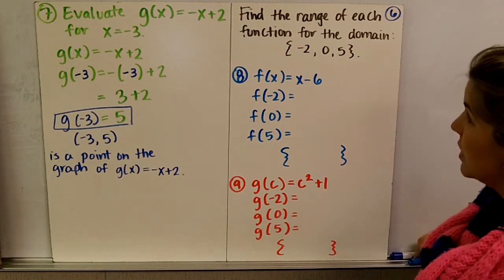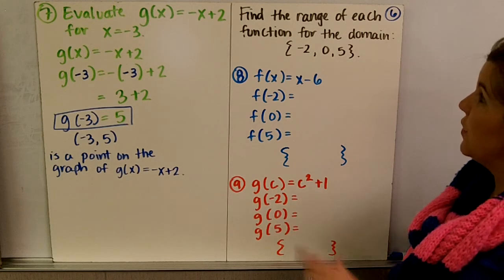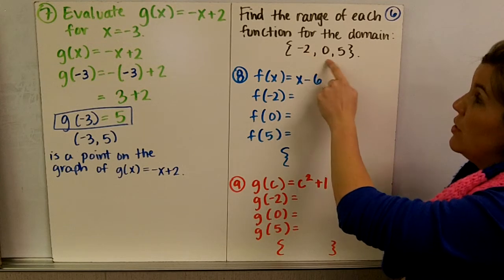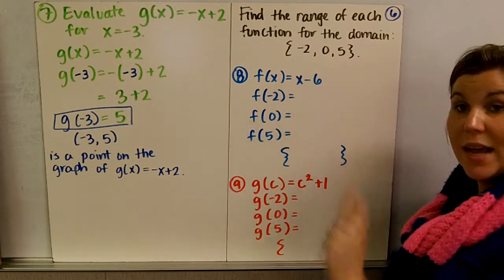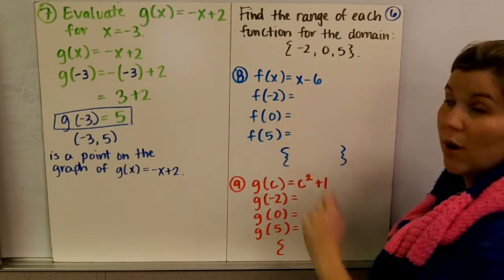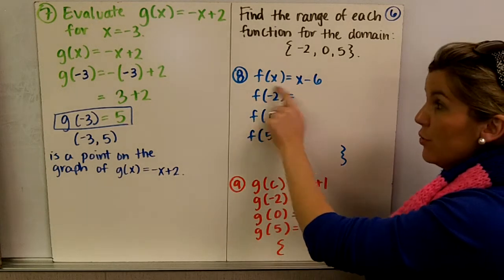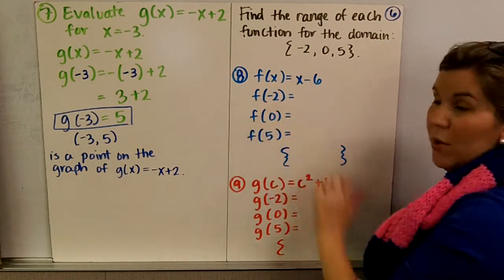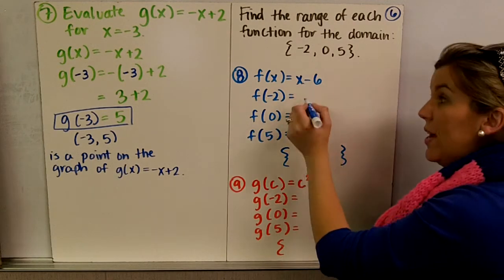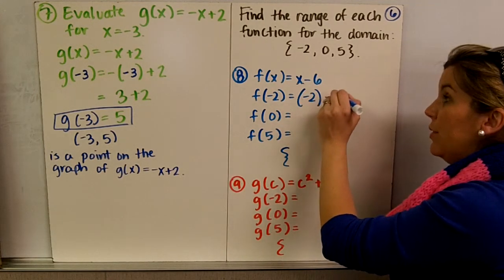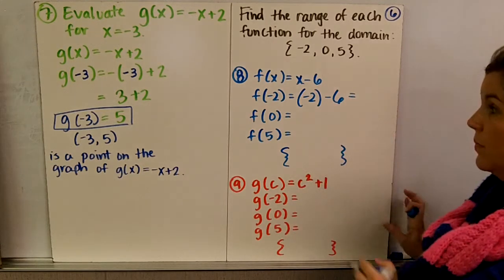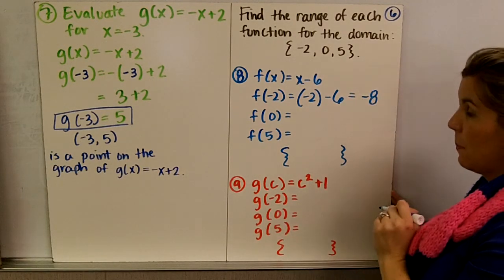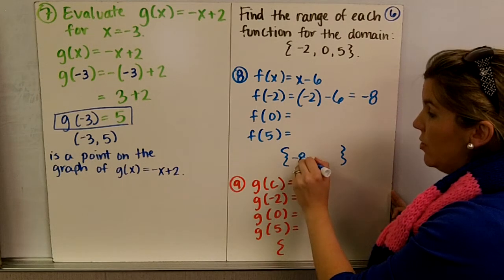Two more examples. Find the range of each function for the domain. So here's the domain, -2, 0, and 5. These are three different x values that we're going to plug into our function. Here's our function rule. If x is -2, I take x out and I put -2 in, where x was. -2 minus 6 is -8. So that's one value for my range.